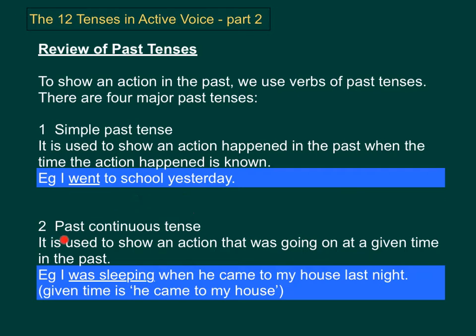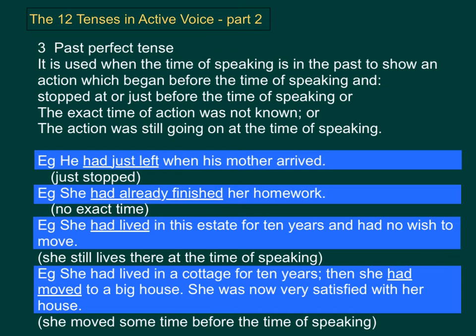Number 2. Past continuous tense. It is used to show an action that was going on at a given time in the past. For example, I was sleeping when he came to my house last night. In this sentence, we can see that the given time is came to my house last night, and during this time, I was sleeping. Number 3.